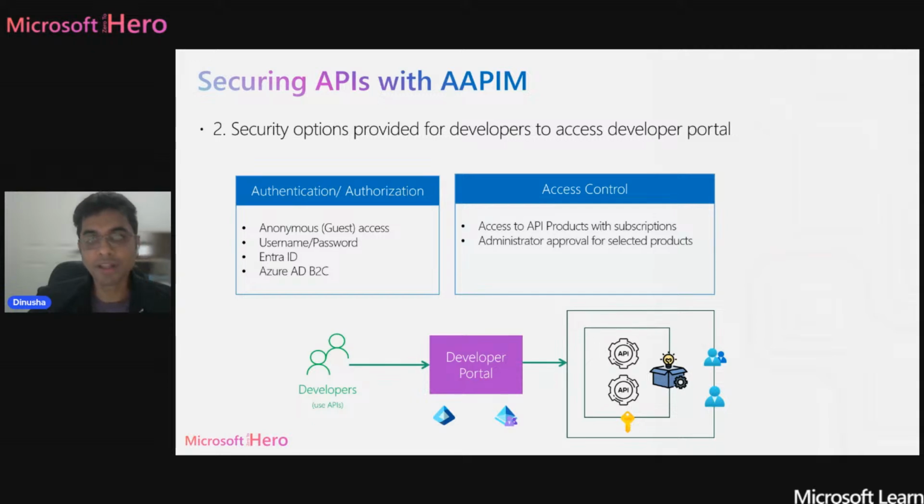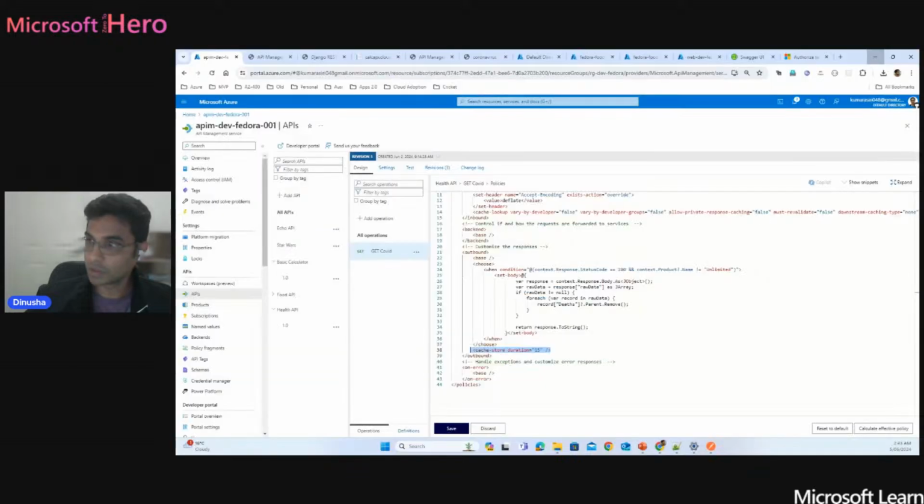Furthermore, we can provide different access levels by placing our APIs in products and subscriptions. Then we can use the policies to conditionally deliver information, like we saw for the health API. Let's quickly see this in the developer portal.